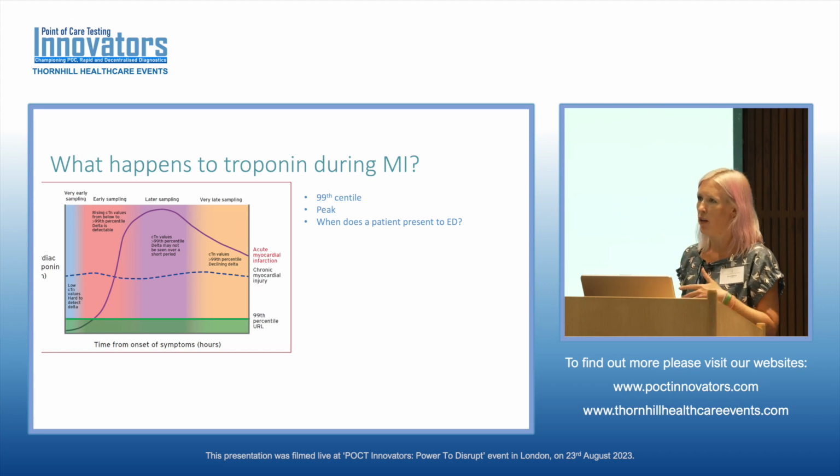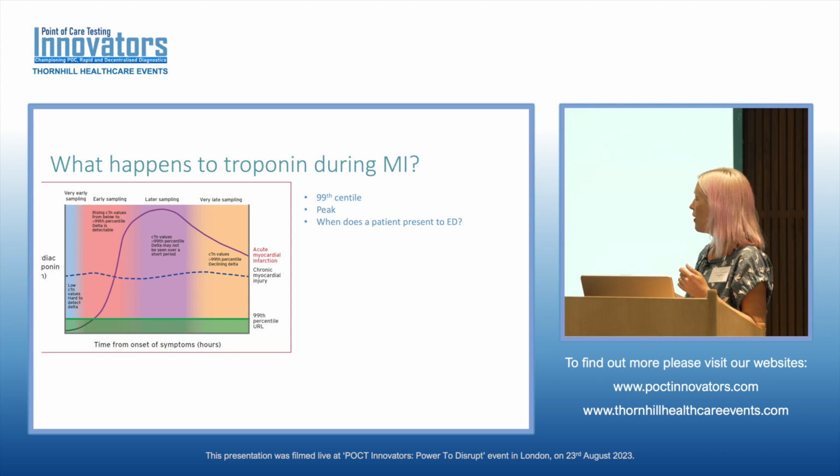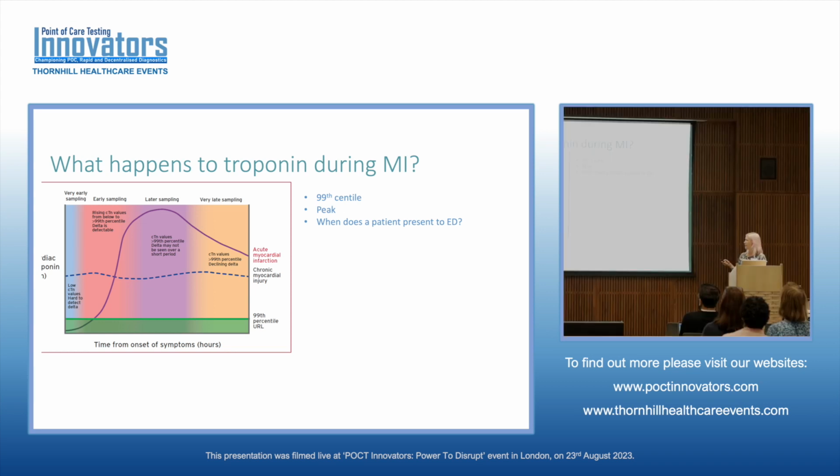How your troponin looks is going to depend on when this patient rocks up to A&E to get their test done. So you have low troponins for very early presenters, very hard to detect, and also hard to detect a change. If you're looking for a change above the 99th centile, with very early presenters you might not get that. Up here, you've got above the 99th centile, but you might not get a change. How do you differentiate that from this chronic myocardial injury, a fairly static level? So it's important to understand how troponin changes following an MI and how troponin is affected in other cardiac injury.